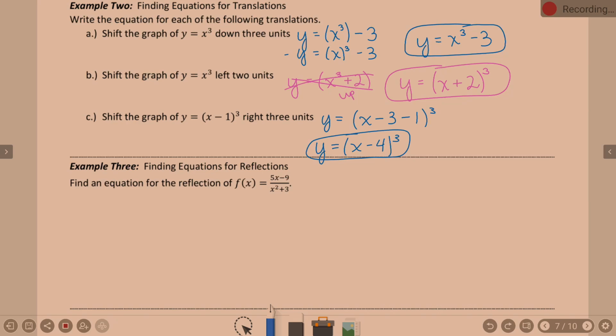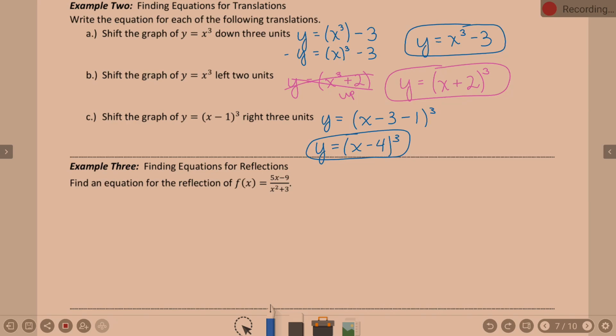So a little bit of practice with the translations, being able to take the graph and remember where to put the powers. That's the stickiest part there. Example 3. We get to practice with reflections, and specifically, it's reflections on a fraction, which makes it a little trickier. It says find an equation for the reflection of f of x, and it gives us an equation. We're going to do this 3 different times. We have 3 different reflections, so we're going to practice each of the reflections.